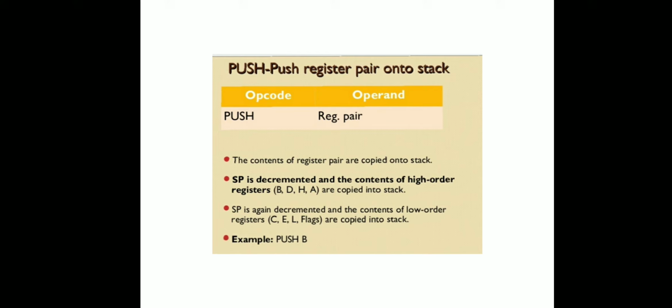Push, register pair into stack. After execution of this instruction, the content of the register pair is copied onto the stack. For this instruction, the stack pointer is decremented and the content of the higher order register, like the B register, is copied to the stack, and again the stack pointer is decremented and the content of the lower order register, the C register, is copied. Similarly for D and E, and H and L.